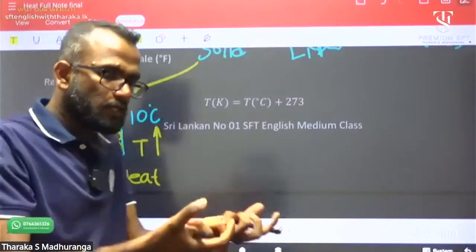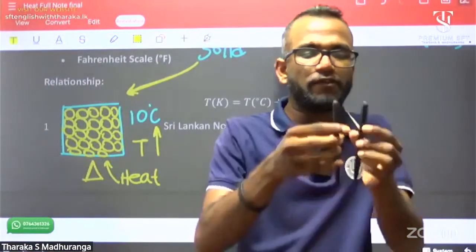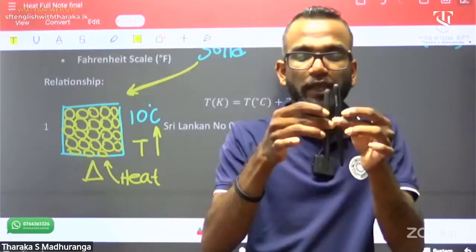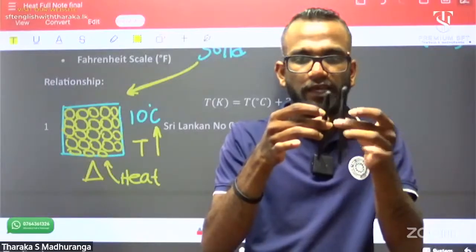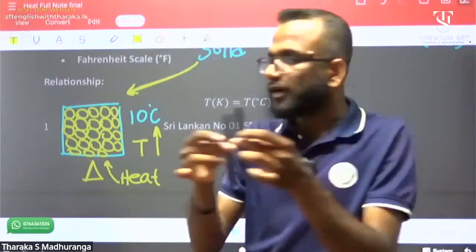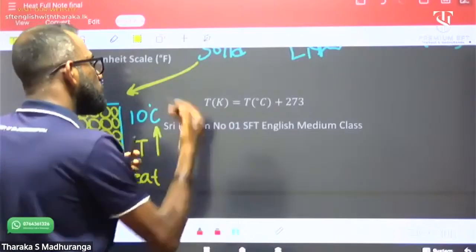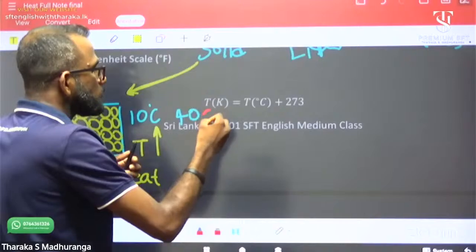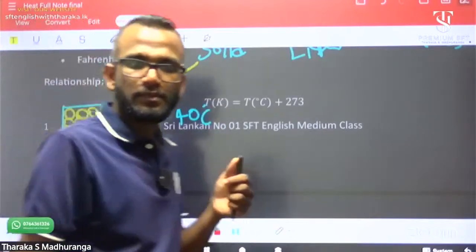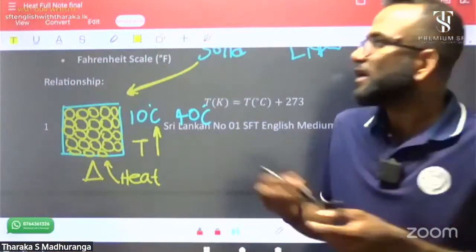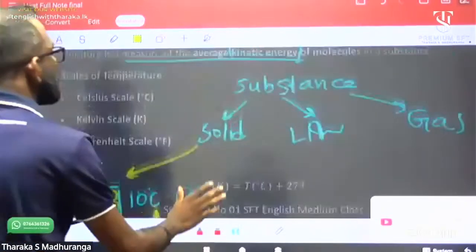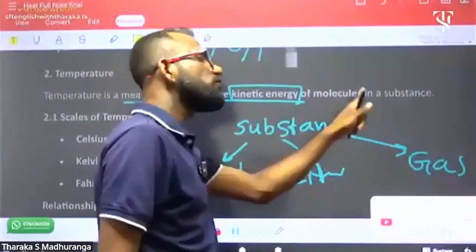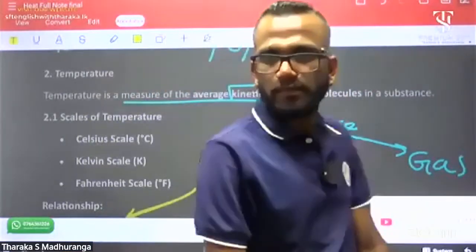Now what happened? This heat energy is absorbed by molecules and their kinetic energy increases. Their vibration increases. Due to this average kinetic energy increase, their temperature also increases up to 40 Celsius like this. Okay, that's why I told you the temperature is a measure of average kinetic energy of molecules in a substance.